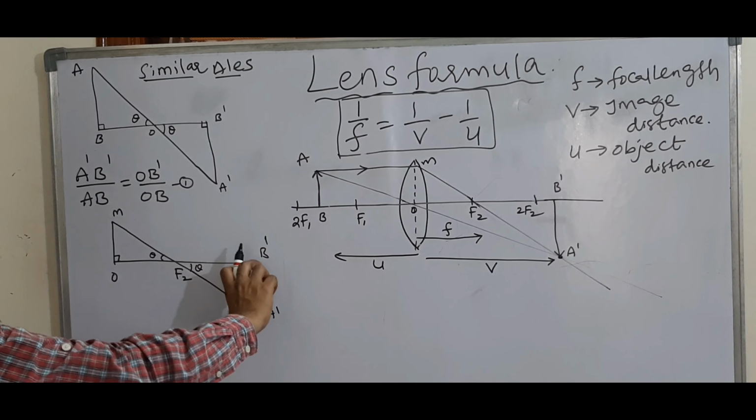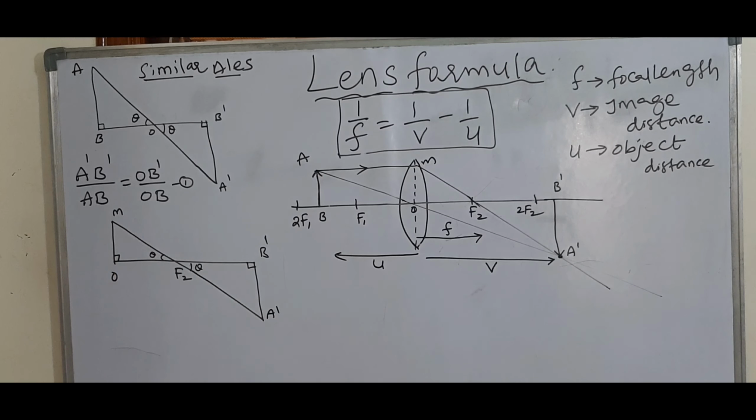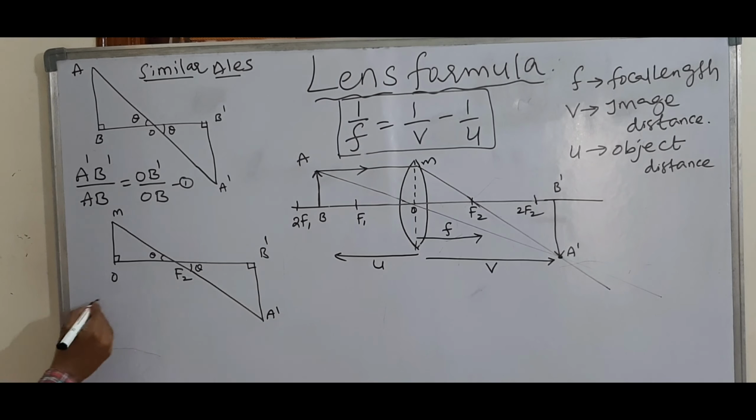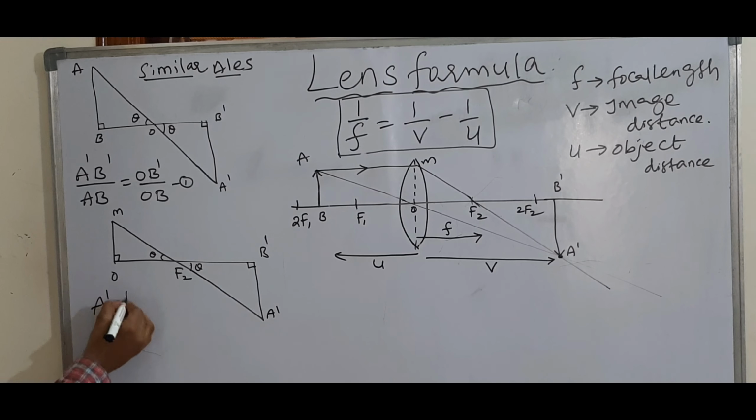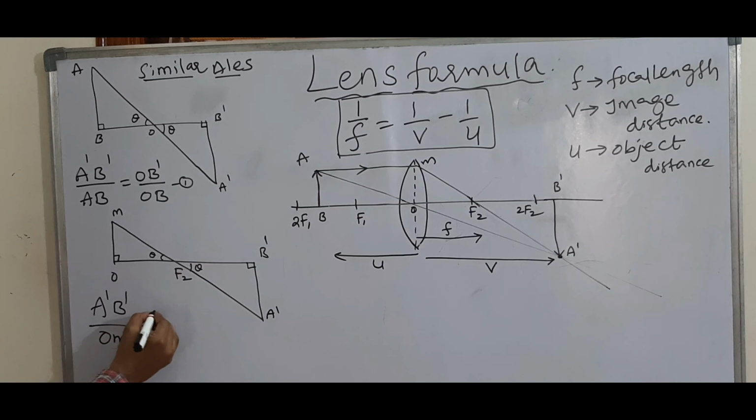Then we can write that the ratio of their sides is also equal. So A dash B dash by OM. Here this side OM is equal to F2, so F2 B dash by F2O. So this is equation 2.